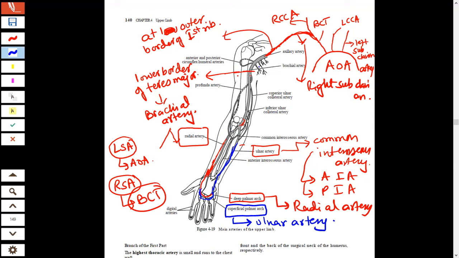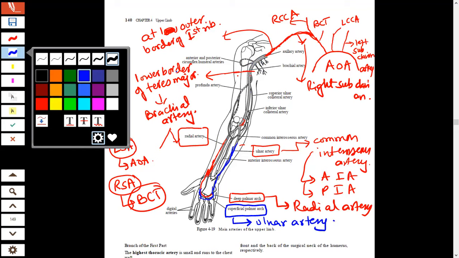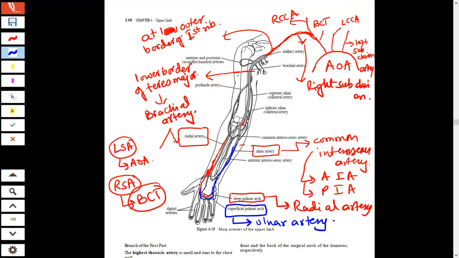Now, where are the important points? Important points are in relation to your subclavian artery, and important points are in relation to your axillary artery. So, what is the important point? Number one, your axillary artery, okay? At the lower outer border of the first rib, it becomes your axillary artery, okay? So this axillary artery is divided into three parts. First part, second part, and third part, in relation to the muscle named pectoralis minor.